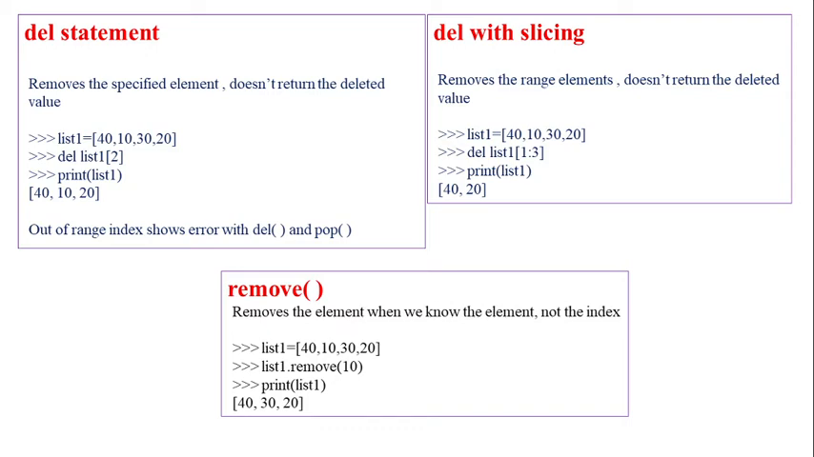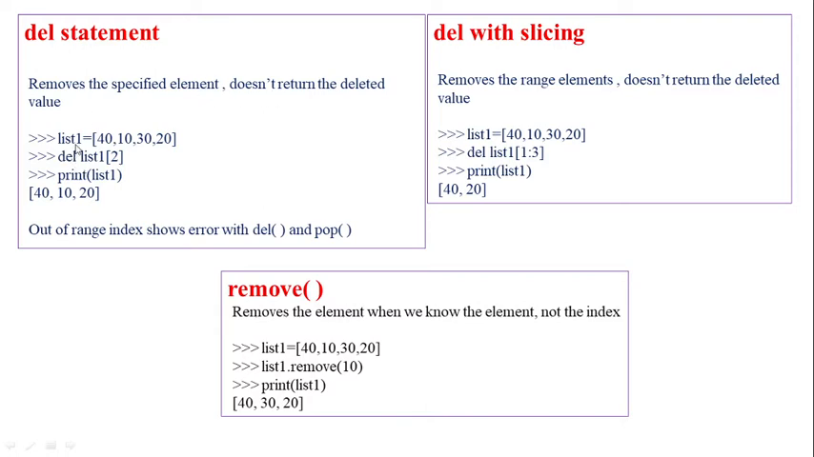Moving on, the second option to delete an item or items is using the del statement. Delete is not a function, it is a statement, always keep in mind. It removes the specified element but does not return the deleted value. That's the difference between the pop function and the del statement. Both do the same task, deleting an element, taking an index as the parameter, but the pop function returns the deleted value, but the del statement does not return the deleted value.